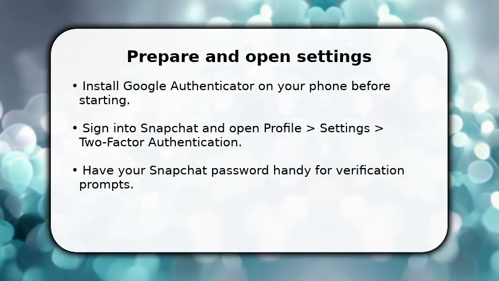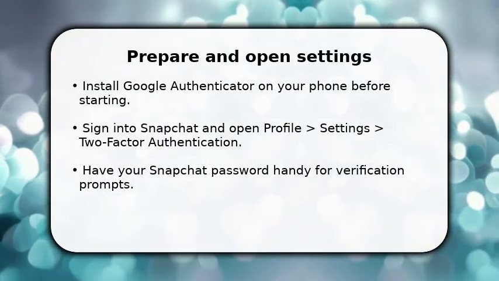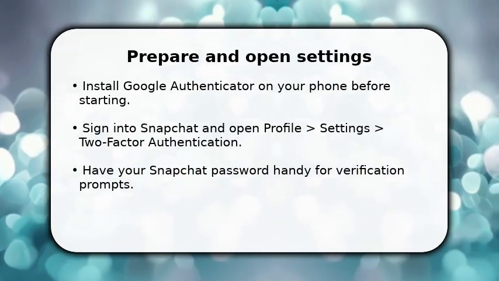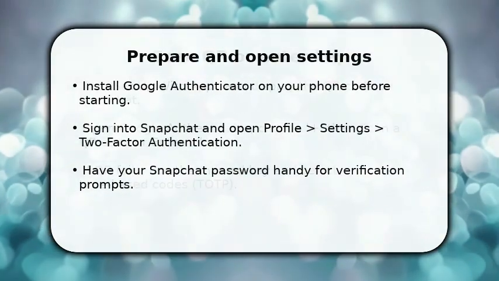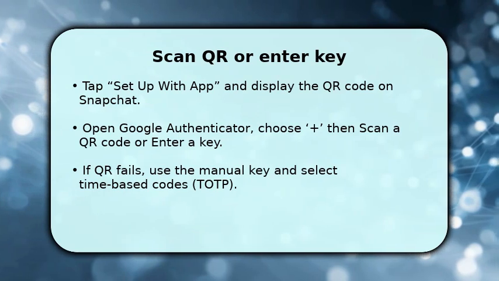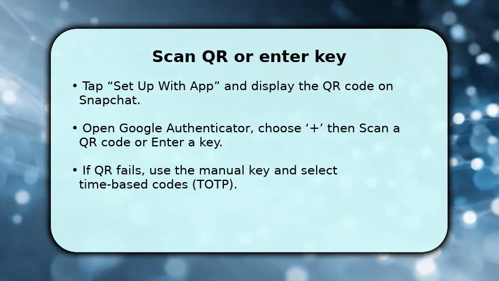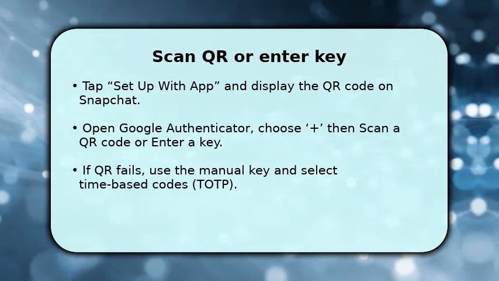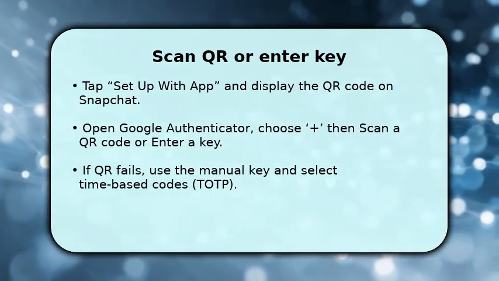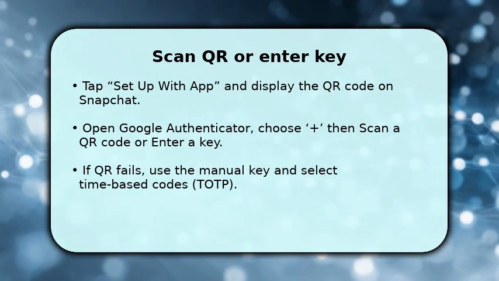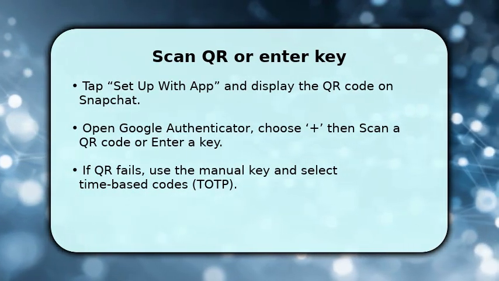Make sure your phone has internet access and the Authenticator app is open so you can complete the next step without interruptions. Once Snapchat shows a QR code, open Google Authenticator and add a new account by tapping the plus and scanning that QR. If scanning fails, choose Enter a setup key and type the code Snapchat provides. Select Time-Based TOTP so codes refresh.